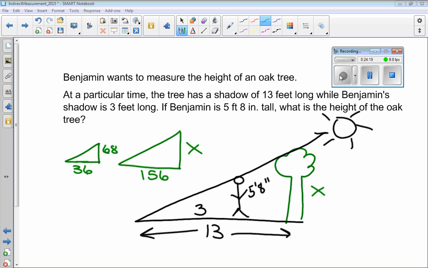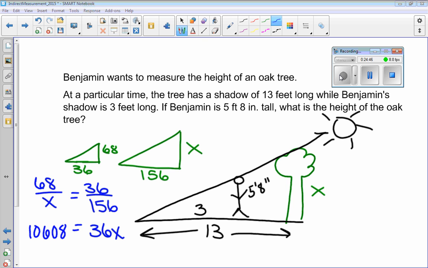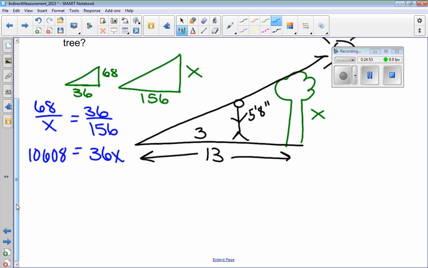Would you agree? Could I set this up to solve? So what would the proportion be here? 68 is to x as 36 is to 156. When I cross multiply 156 times 68, I got 10,608. Let's divide that by 36. Thank you. Oh, okay. So that's the number of inches.